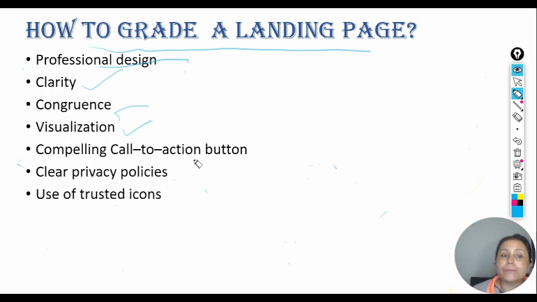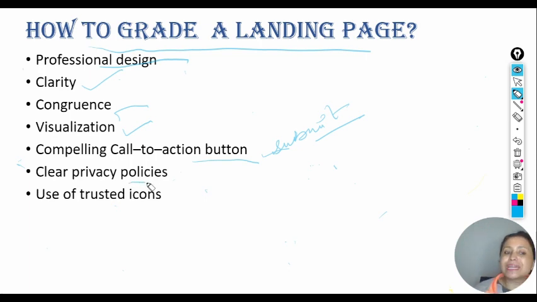Then you have your compelling call to action. There are options available, such as the option of submit. So instead of using submit, there can be other options which can be used, such as get instant access to this product, or using a compelling color for the select button. All are going to help collectively.